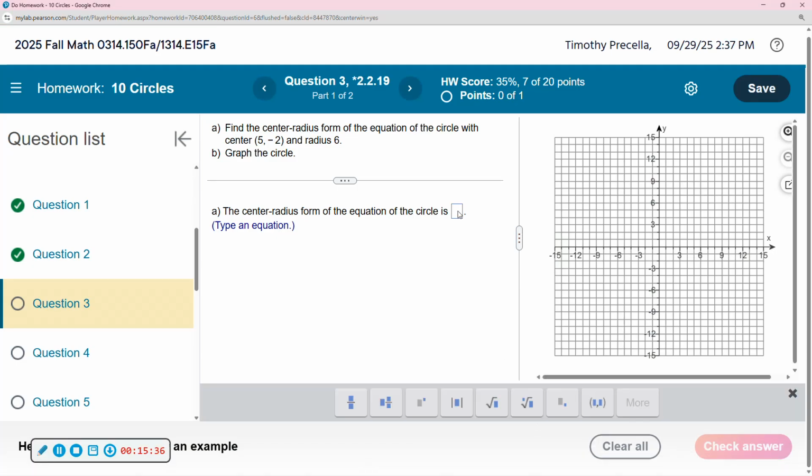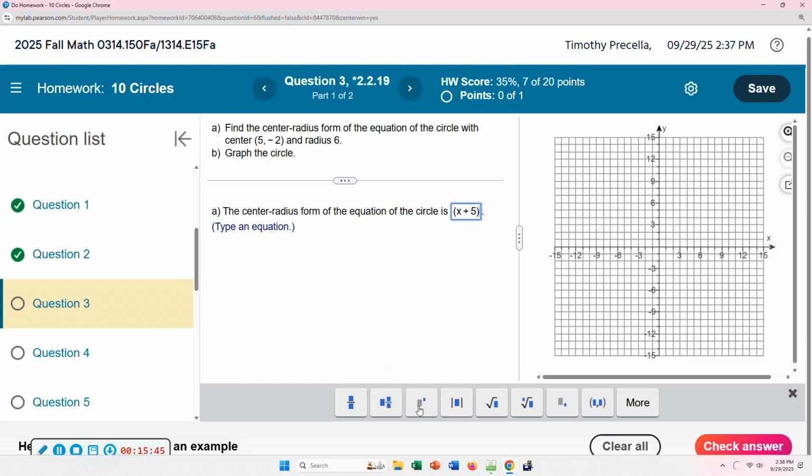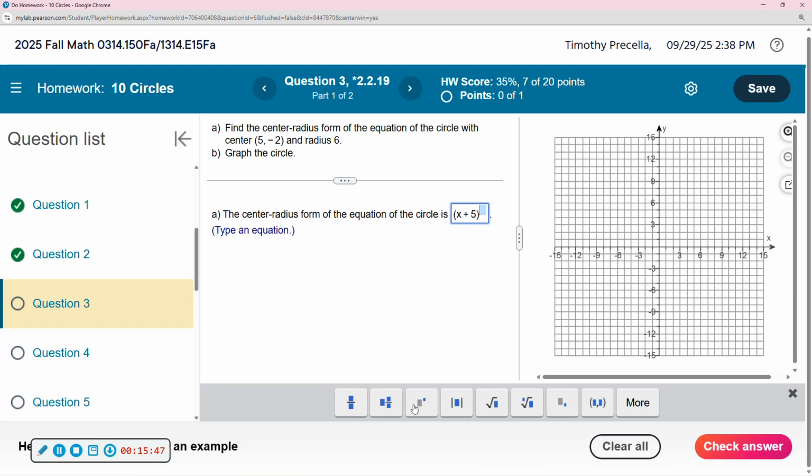As a matter of fact, we're going to see in a few minutes that if someone does go through and expands it, they're just making a whole lot of extra work for you, okay? So it's (x plus 5) quantity squared plus (y plus 2) squared, get out of the parenthesis to type your equals 36.